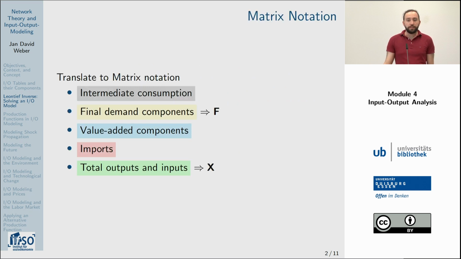If you recall the last video, we have the economy written into a matrix notation. We have in the matrix the intermediate consumption, we have final demand components, which we will label X. We have value-added components, we have imports, and we have total output and inputs, which are X.